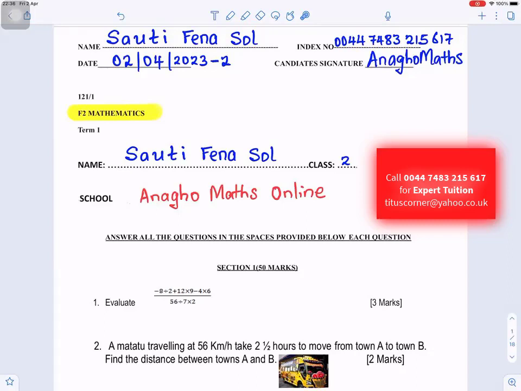Evaluate. And question number 2. A matatu traveling at 56 kilometers per hour takes 2.5 hours to move from town A to town B. Find the distance between towns A and B. You can press pause and have a go at those two questions. And when you're ready to see the answers, you can press play again.